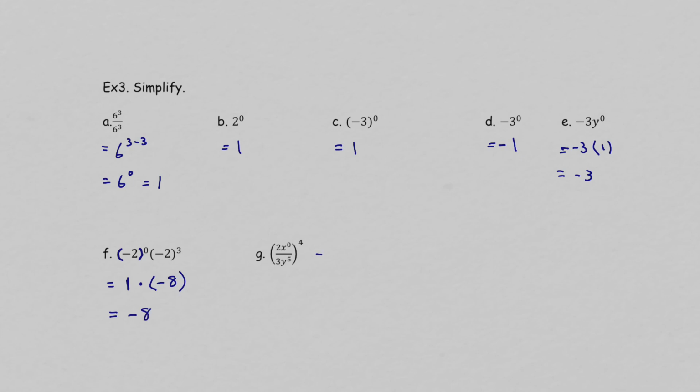Let's look at the next one. We're going to apply everything we had before. So I see all multiplications and divisions. So we can distribute exponents. So that gives you 2 to the 4th exponent. 0 times 4 will be 0. 3 to the 4th exponent. y to the 5 times 4 is 20.